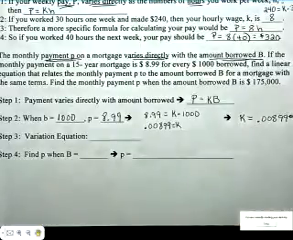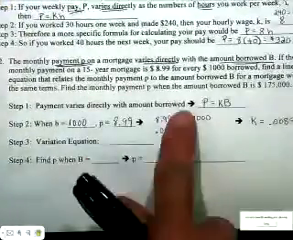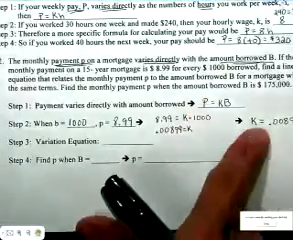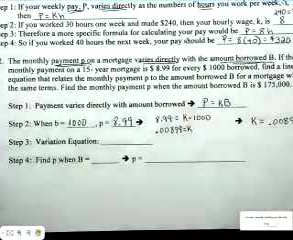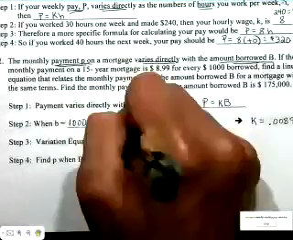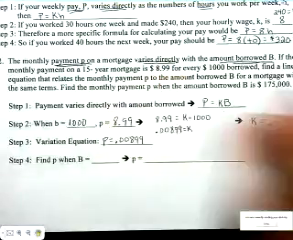So your equation would be payment. Payment equals this value of K times however much you borrow. The payment is 0.00899 times B.